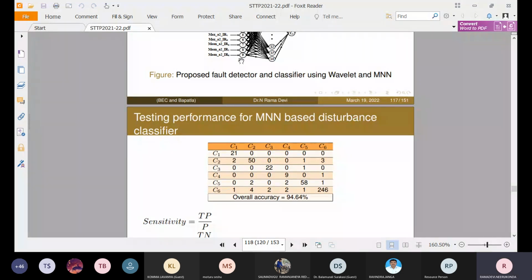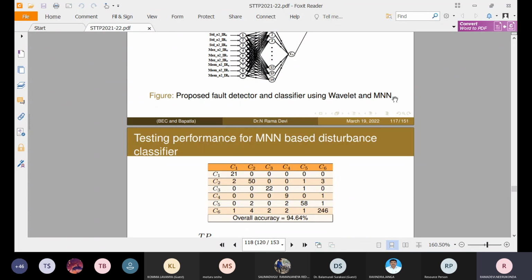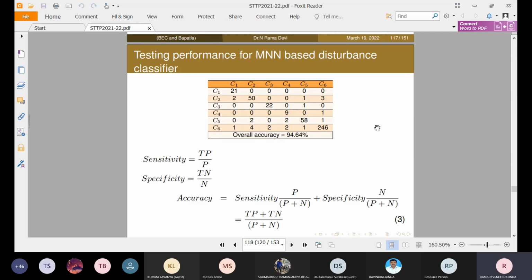In this process, we test the system with the previous data generated for the ANN. The same data we give to the modular neural network, and the performance of the system is represented with the help of a confusion matrix. This matrix we call the confusion matrix. C1 is a type of fault, a stator supply side fault, that is a single phasing fault.